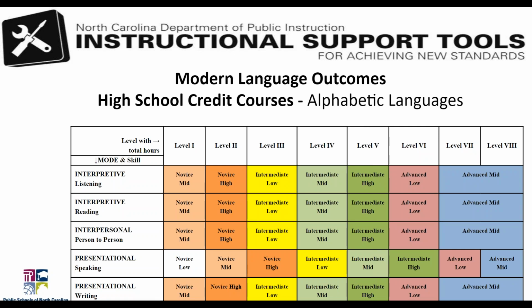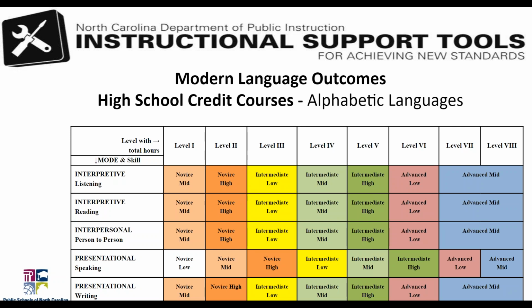But for alphabetic languages. So again, these are languages that have an alphabet of some kind. Maybe it's Arabic, maybe it's Cherokee, French, German, Russian, Spanish. All of those languages are alphabetic in nature. And so here you see what we would expect students to be able to do from a proficiency standpoint for each of the different communication modes and domains. So listening, reading, speaking and writing, as well as person-to-person or interpersonal communication.